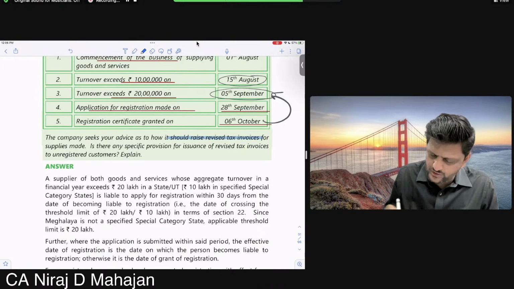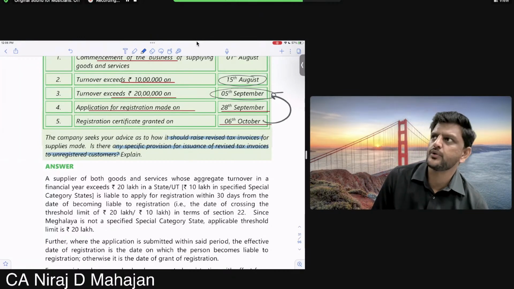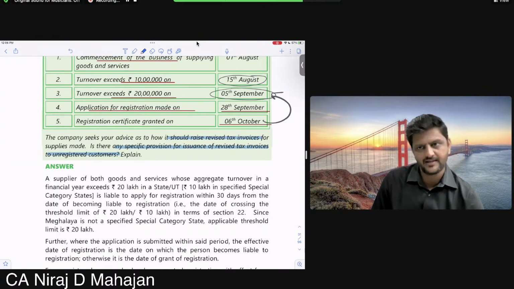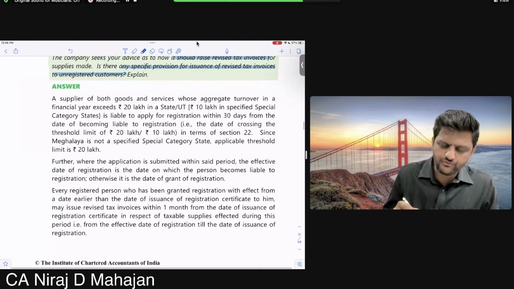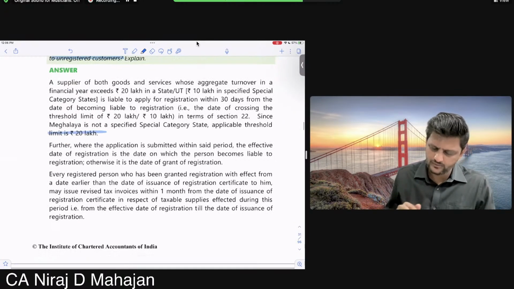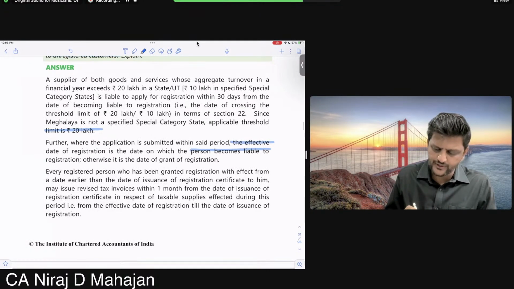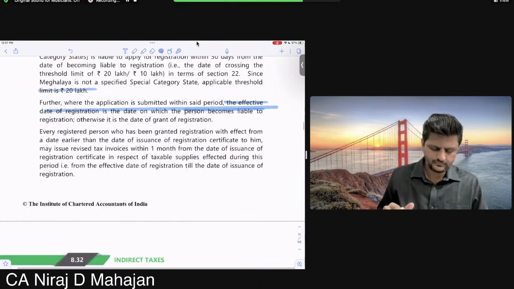Is there any specific provision for revised tax invoices to unregistered customers? We can do consolidated. All this applies to an unregistered person during that period. For issuing revised tax invoices, we can do consolidation, but if it is interstate, we can't if the supply is more than 2.5 lakhs to that unregistered recipient. So that is the answer for this 20 lakhs. Effective from the date of registration is the date when the person becomes liable to register. From that date it is effective.